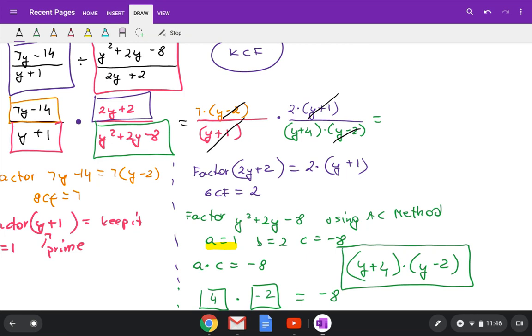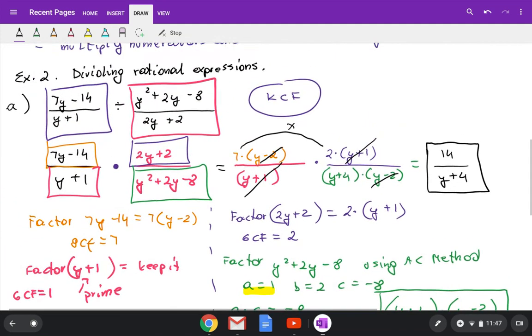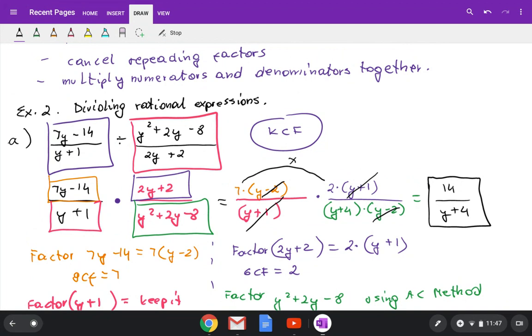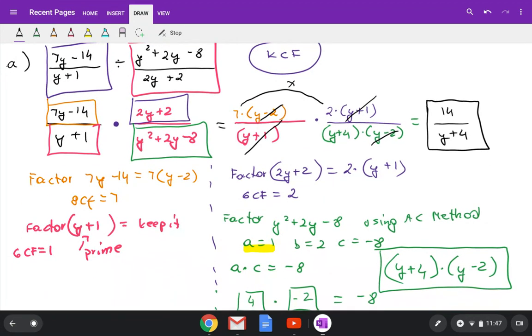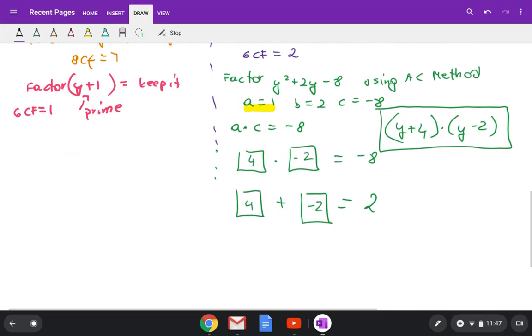So now we multiply numerators together. So 7 times 2 will give us 14. And multiply denominators together, so we only have y plus 4. So this is our final solution. Technically we follow the same steps which we learned in a previous video. The only thing we need to remember is step 1, when we're switching that division to multiplication by multiplying the first rational expression by the reciprocal of the second rational expression.